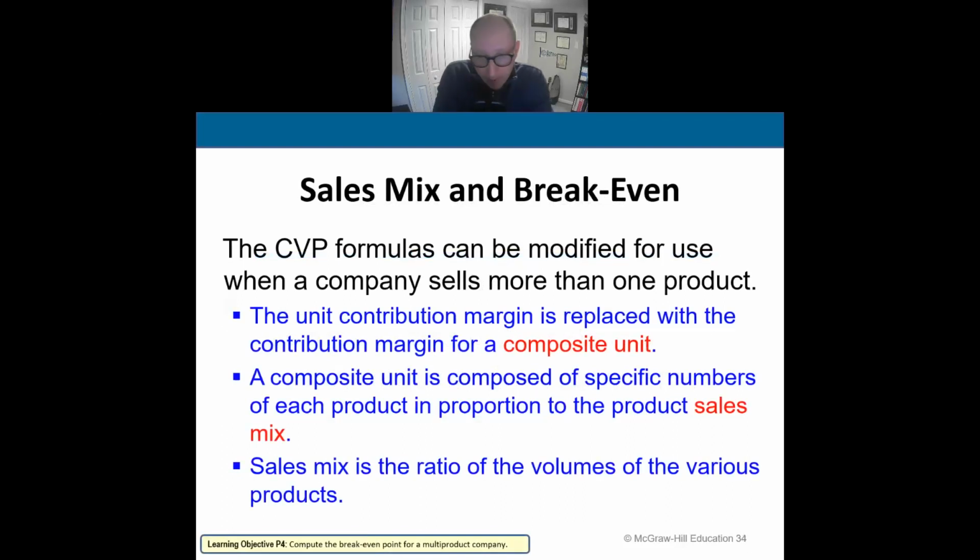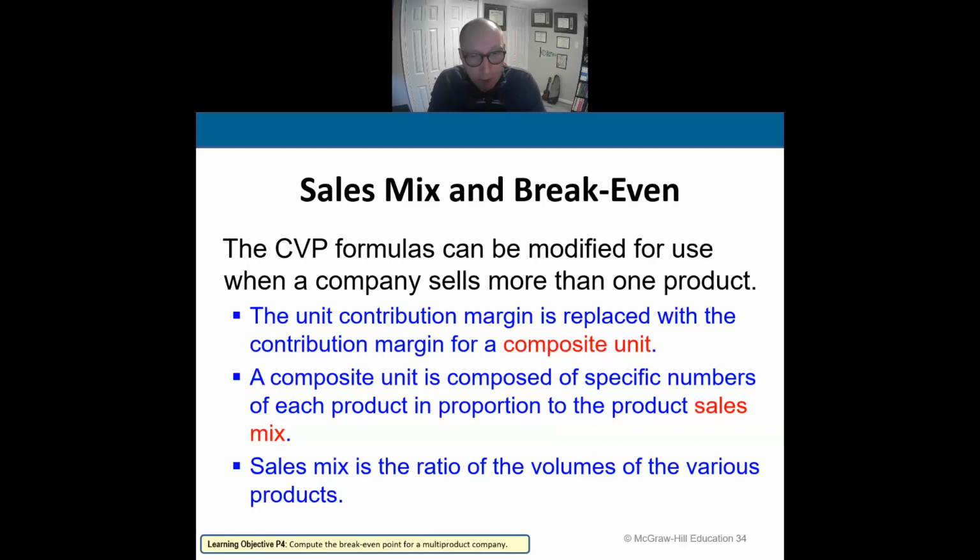Sometimes in our business, we might decide, hey, we're going to sell different products. Instead of selling the same product over and over again, I'm going to add some different products into my sales mix. When I do something like that, of course, I will need to revise my break-even strategy because now I have multiple products. When I have multiple products, that means I have different variable costs for each product, right?